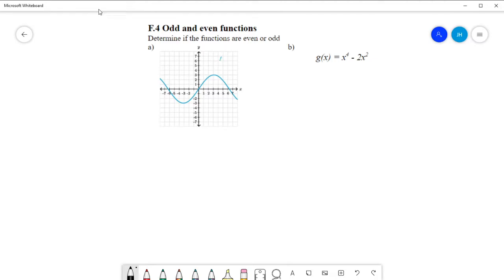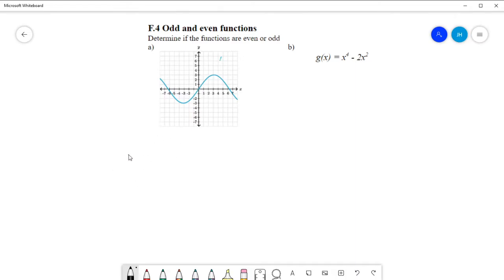All right, so in this problem here, we're talking about identifying functions as even or odd. There's two ways in which we can identify whether or not a function is even or odd, either by its graph or by its actual equation. So first off, let's talk about graphs.